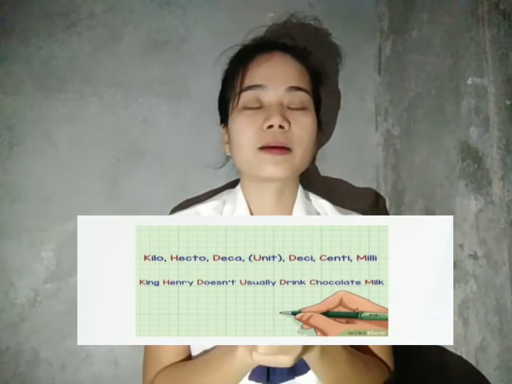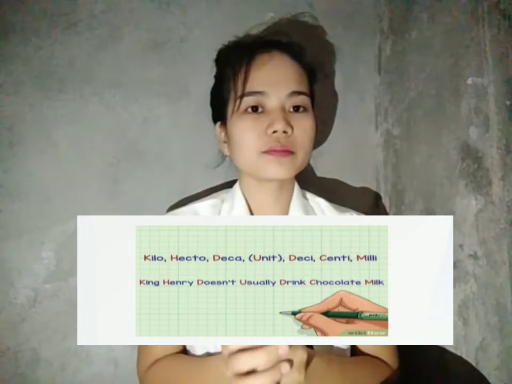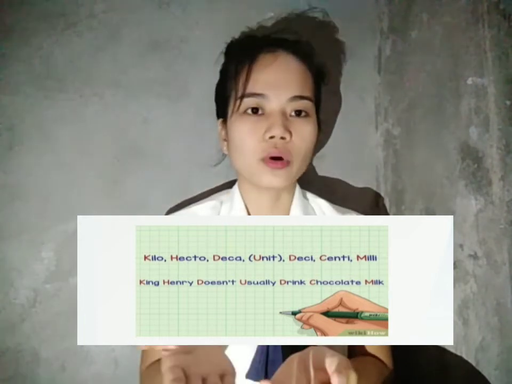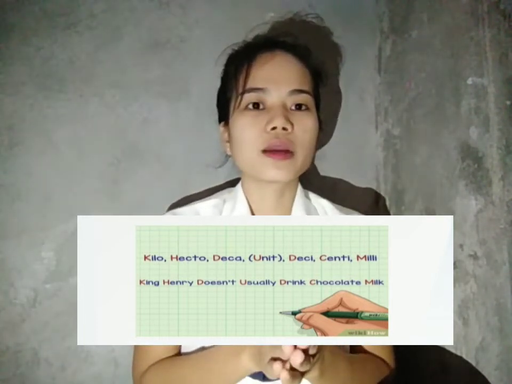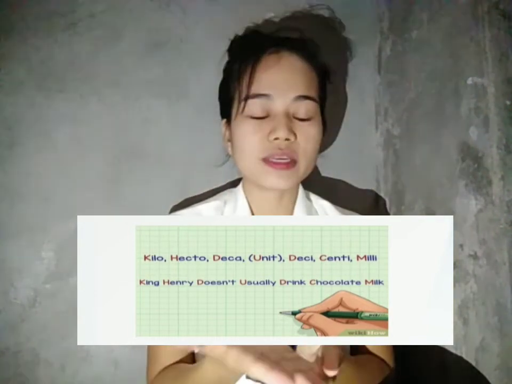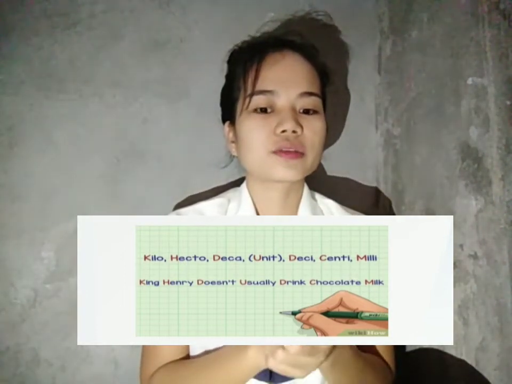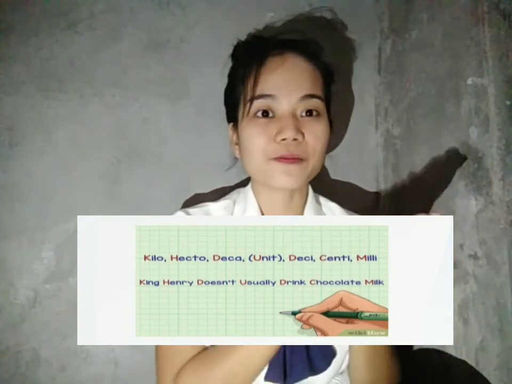Because this line stands for the metric prefixes, King stands for kilo, and Henry stands for hecto, then doesn't stands for deca, and usually stands for the unit, and drink stands for deci, then chocolate stands for centi, and lastly milk stands for milli. So you see, this line helps us to easily remember the common metric prefixes.